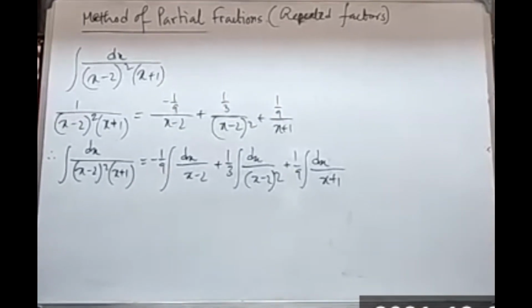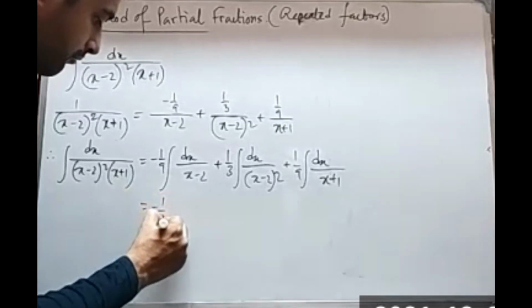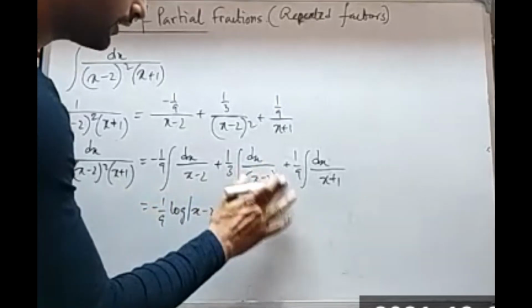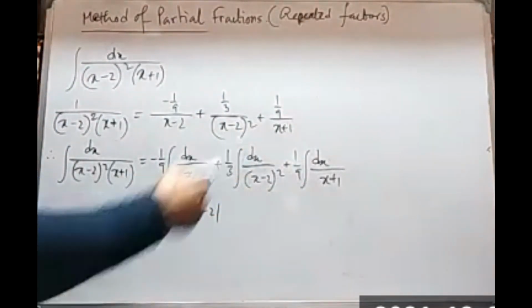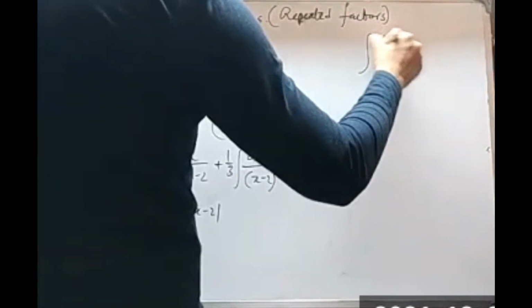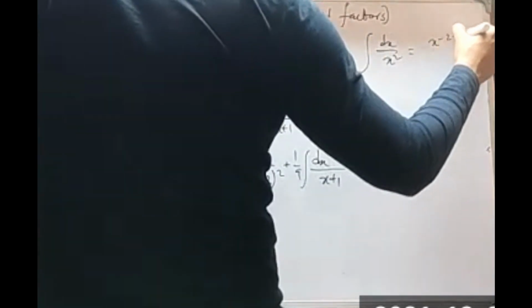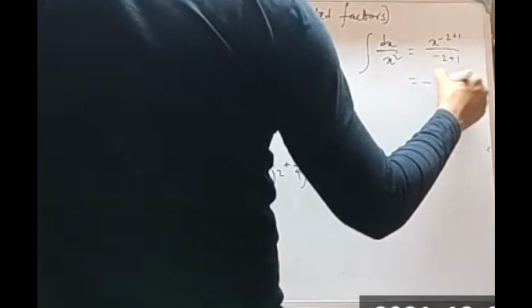If this is the thing, we can integrate it easily. Minus 1 by 9 log mod (x minus 2). Now here, what is the integration of this? (X minus 2) whole square means it is the integration of dx by x square, means x to the power minus 2. So x to the power minus 2 plus 1 divided by minus 2 plus 1, means minus 1 by x.